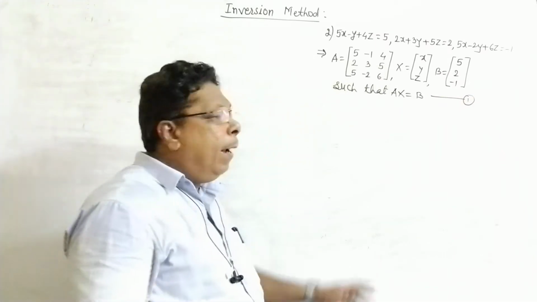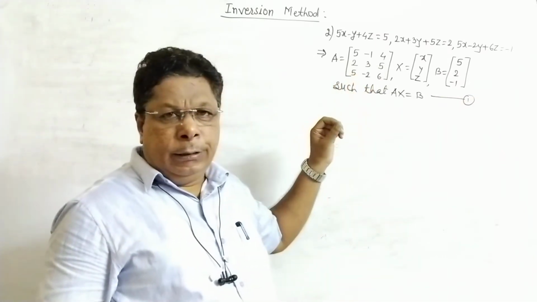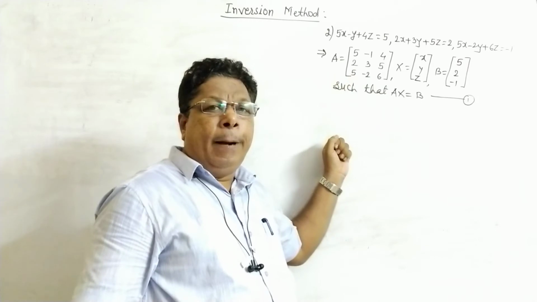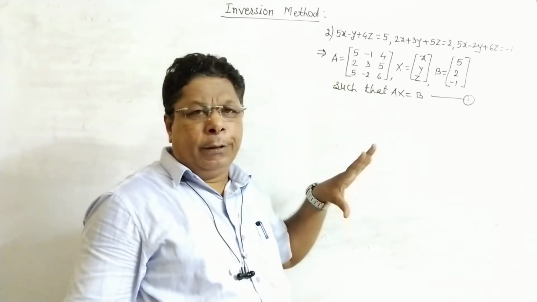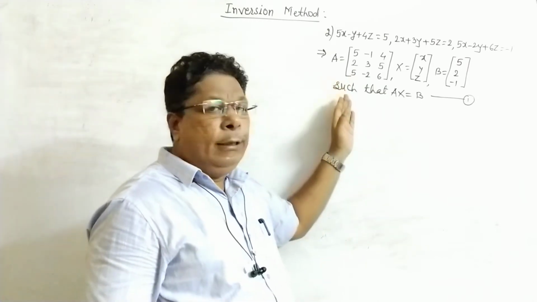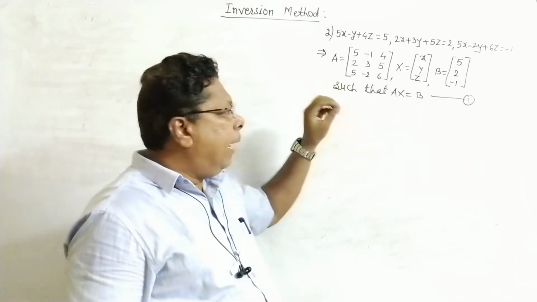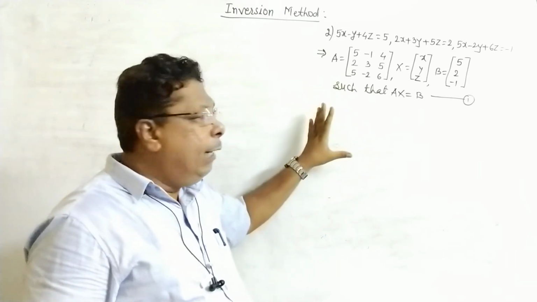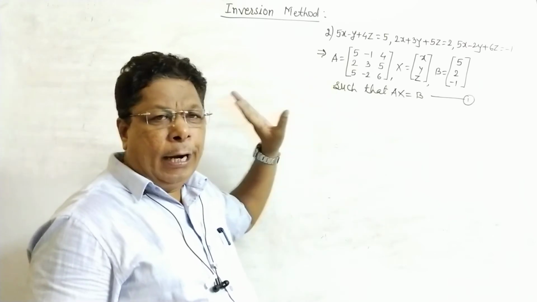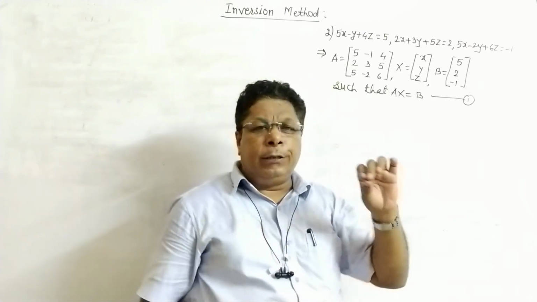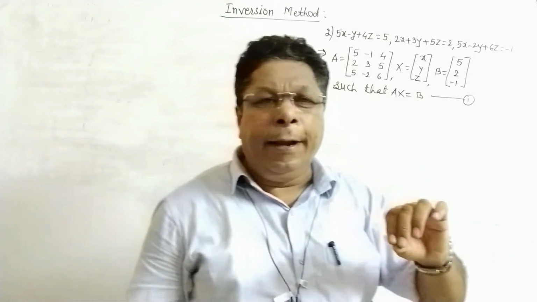Okay, now from the matrix A find A inverse. A से A inverse फाइंड करेंगे by using adjoint method. किसी भी मेथड से फाइंड कर सकते हैं, either adjoint or transformation. But adjoint method is easy, so we will find A inverse by using adjoint method. Okay, adjoint method से A inverse फाइंड करने का फॉर्मूला क्या है?